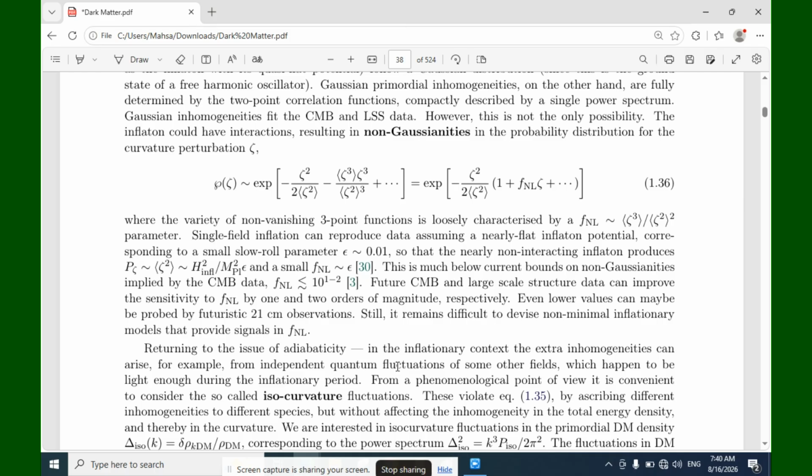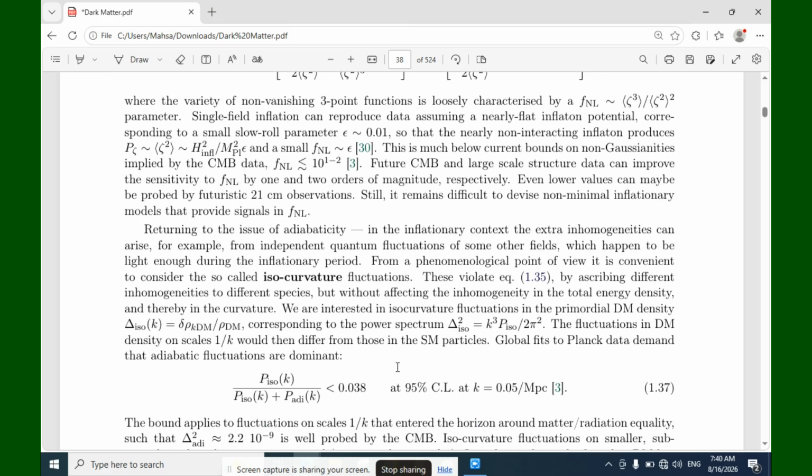orders of magnitude respectively. Even lower values can maybe be probed by futuristic 21 centimeter observations, still it remains difficult to devise non-minimal inflationary models that provide signals in f_NL. Returning to the issue of adiabaticity in the inflationary context, extra inhomogeneities can arise, for example, from independent quantum fluctuations of some other fields which happen to be light enough during the inflationary period.